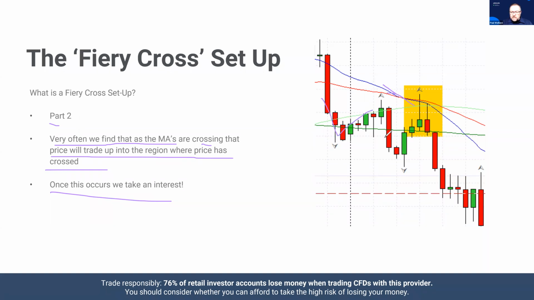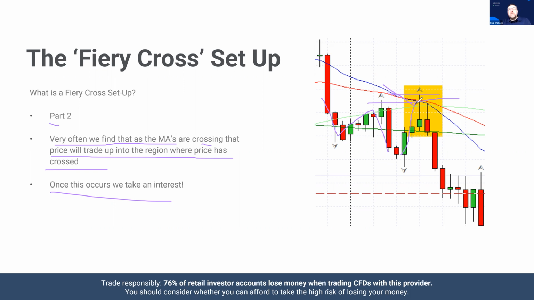Price is already beneath it, and then what happens is, see how we've got the area where it's crossed. What does price do? Price actually rallies back up into that area. Why does that happen? I don't know. You can find your own narrative.